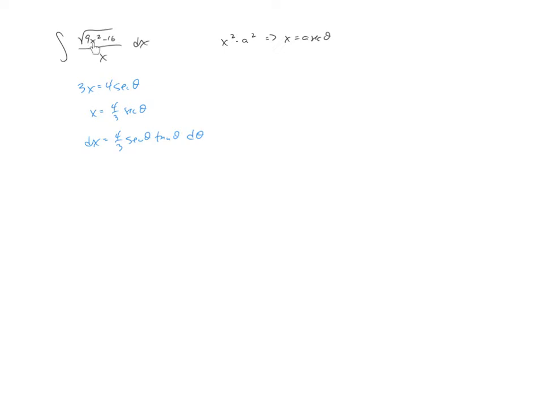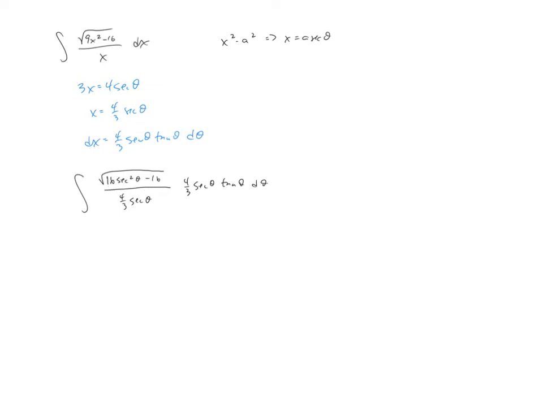For this guy right here, the 3x, that's where I'm plugging this in, so that's going to turn into a 16 secant squared theta. So we have our 16 secant squared theta minus 16, all underneath that square root. In the denominator, we have our x, so 4/3 secant theta. And then off to the side, for the dx, we're going to have a 4/3 secant theta tangent theta d theta.